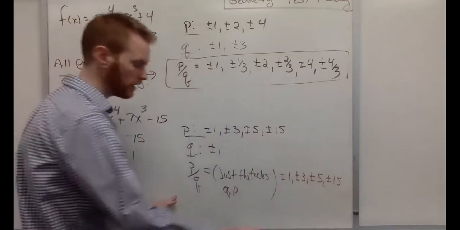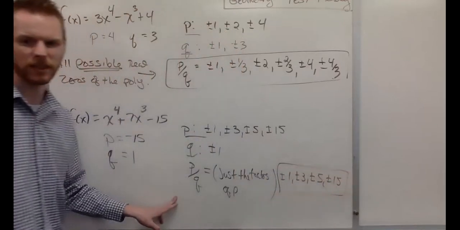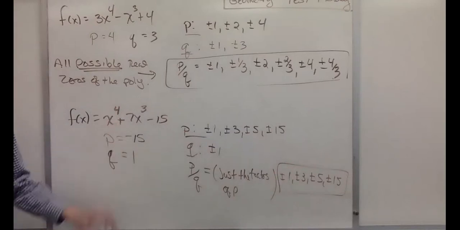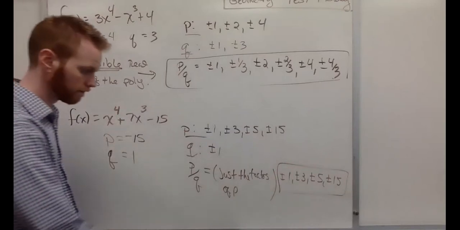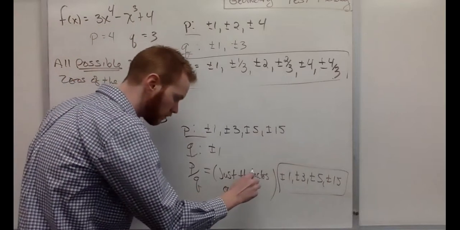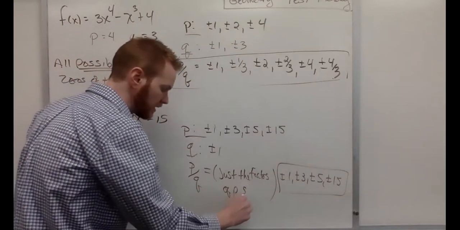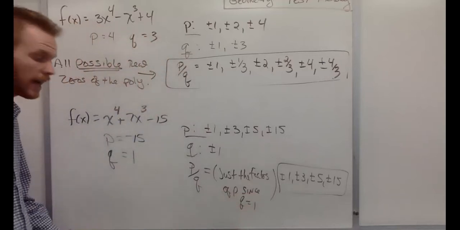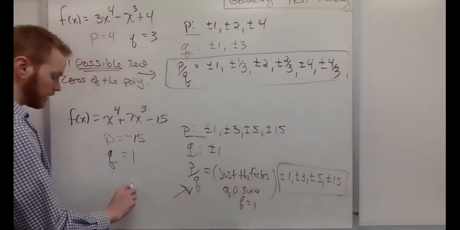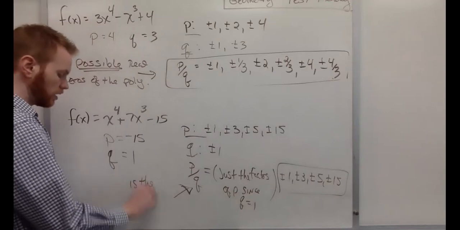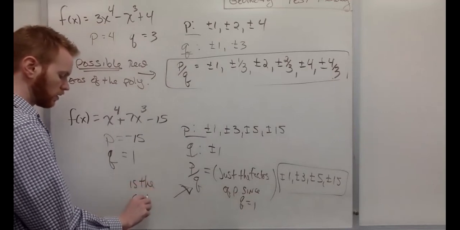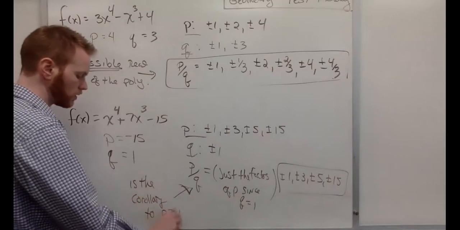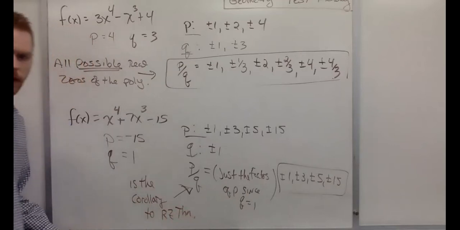Okay, so that's it. That little section, okay? These are possible solutions to this quartic function. And just to clarify here, just the factors of P since Q is 1. Now, this specific case is the corollary to the rational zero theorem.